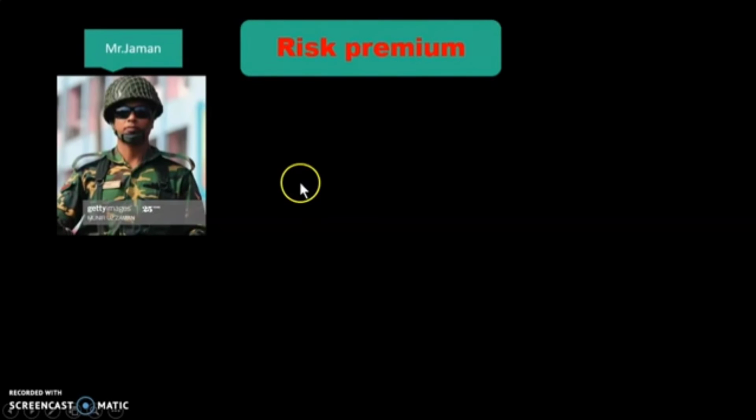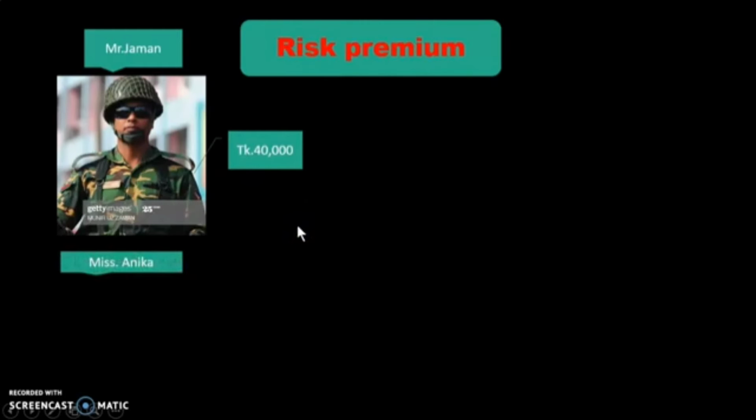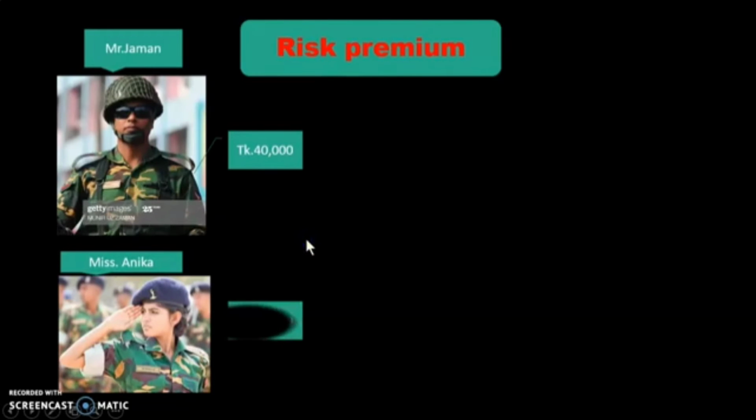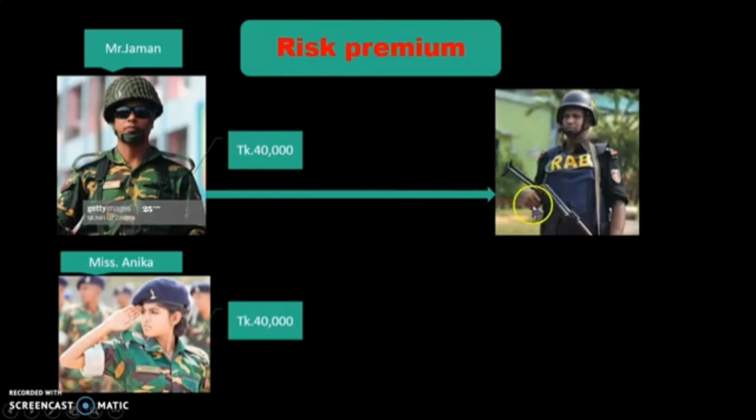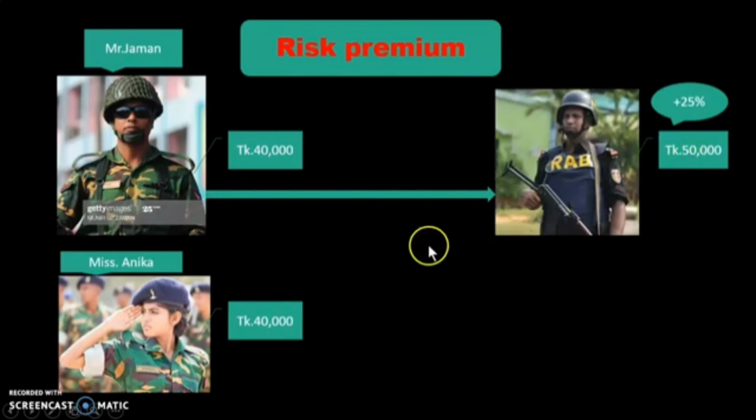Risk premium. Mr. Jaman is an army officer and his basic salary is taka 40,000. Miss Anika is another army officer and her basic salary is also 40,000. When Mr. Jaman joined the Rapid Action Battalion, or RAB, his basic salary increased by 25% to taka 50,000, because his job risk increased. RAB is a risky operation, with life risk.